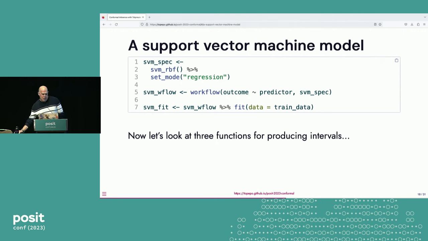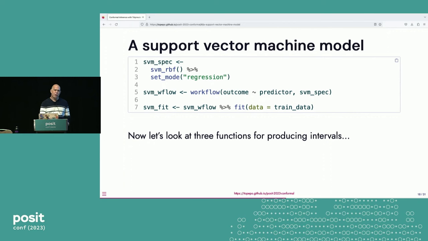The model I'm going to use, which doesn't ordinarily generate prediction intervals, is called a support vector machine. Here's some code to specify the model, and then line 7 here is where we just fit that support vector machine model. We can use that to generate the curve on that data set that I showed you.